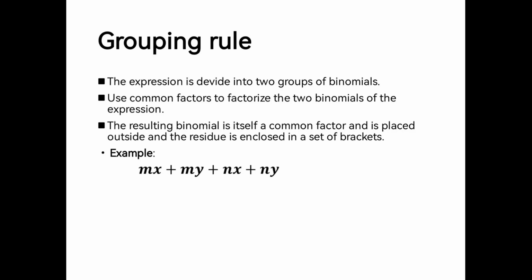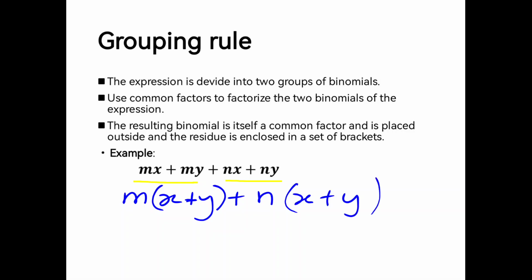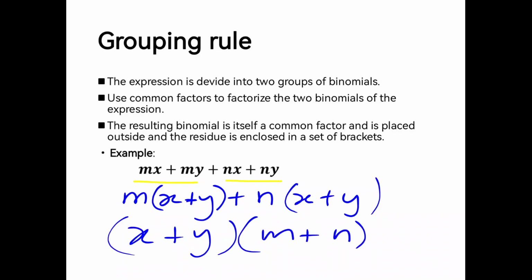Look at this example. Here we can see that m with the first 2, and then these together. We can see that m is common with the first one. So we have m and then x plus y is the residue, and then plus n is common in this next one, so we have what? X plus y. Then we notice that x plus y is a common factor anyway, so we take it out as x plus y, and then what remains is m plus n. Now this concludes our factorization.